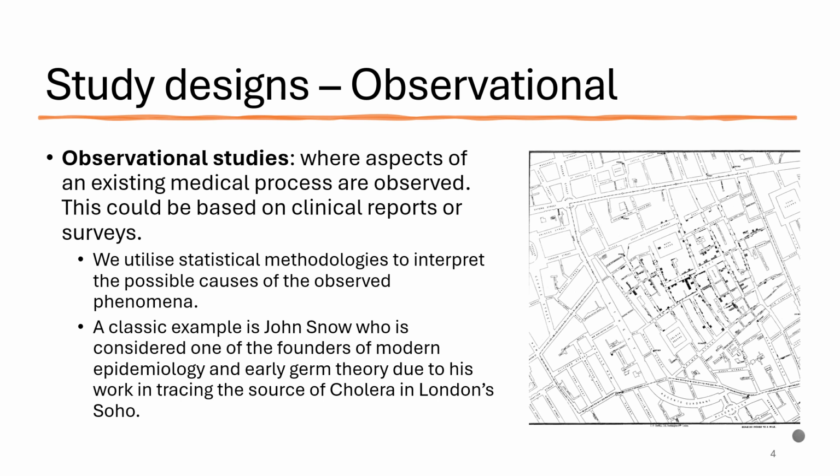As you can see in the map that's attached there, you can see the very dark spot, the T in the center. Apparently there was a local tap there, and that was the source of the cholera outbreak. In mapping out the cases of cholera, he was able to figure out where the source of that disease was. This is a classic example of an observational study.